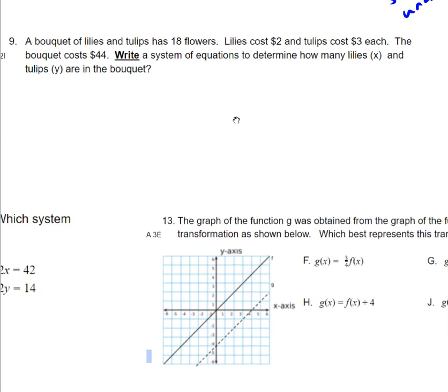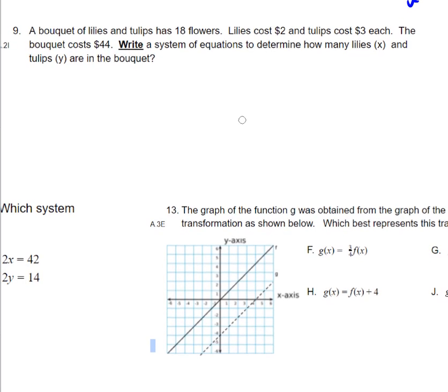Cool. All right, let's go ahead and do Lily with a bouquet of lilies. So it says a bouquet of lilies and tulips has 18 flowers. Lilies cost $2 and tulips cost $3 each. The bouquet costs $44. Write a system of equations to determine how many lilies and tulips are in the bouquet.